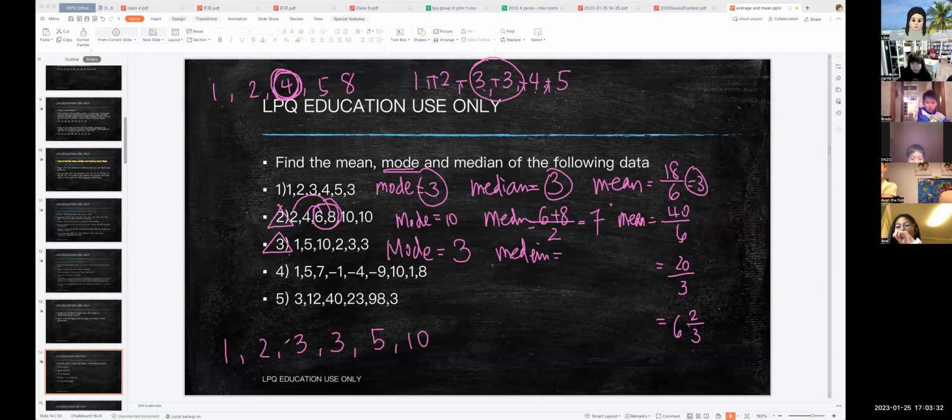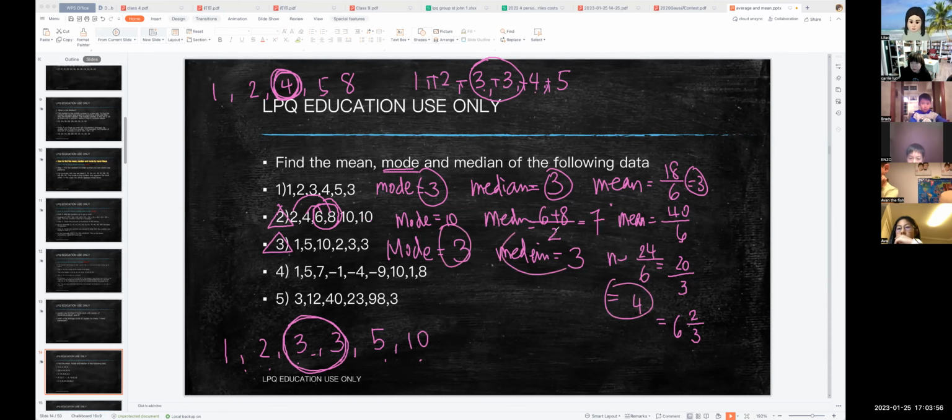So the median's pretty easy because we have 5, 3, and 3 in the middle. So 3 plus 3 divided by 2 equals 3, correct? And let's see the mean. So 1 plus 2 equals 3, 3 plus 3 plus 3 equals 9, 9 plus 5 equals 14, 14 plus 10 equals 24. So 24 divided by 1, 2, 3, 4, 5, 6. So the mean for this one is 4. So the answer is 3, 3, and 4.